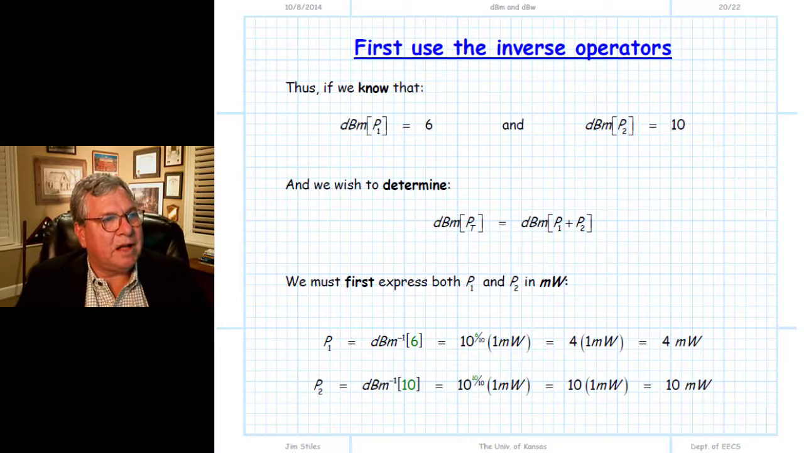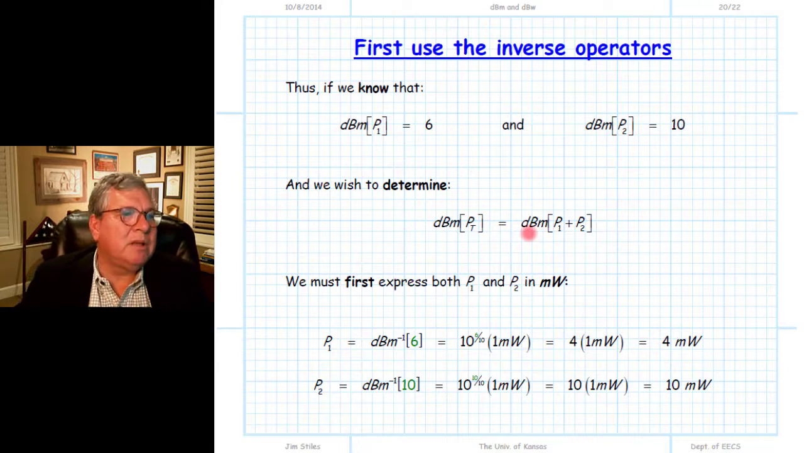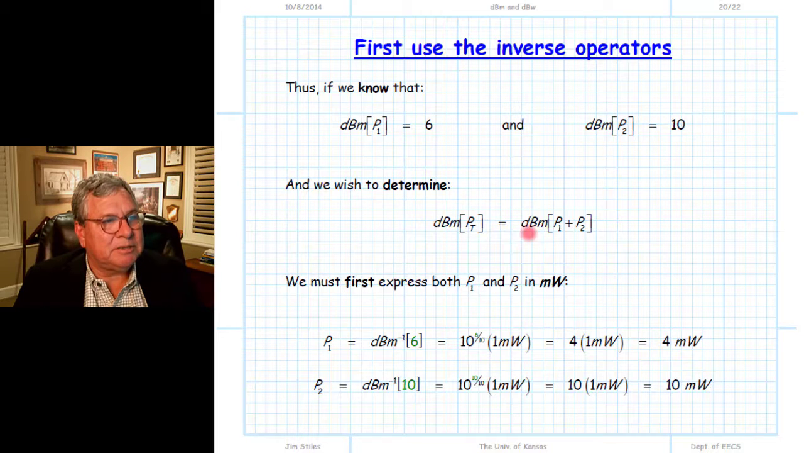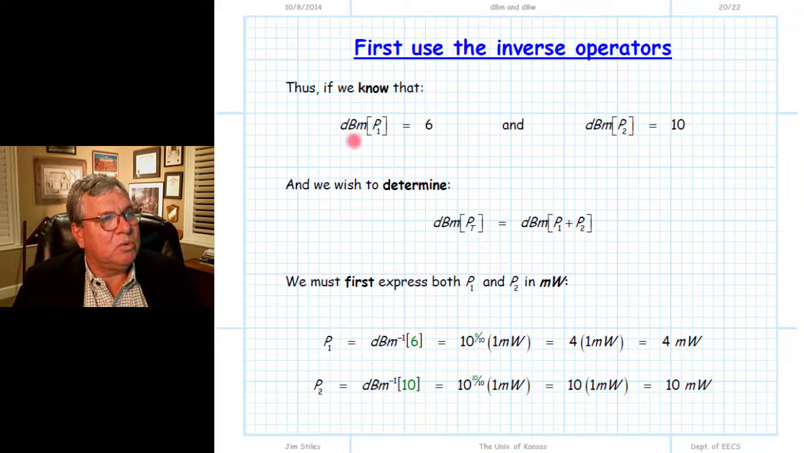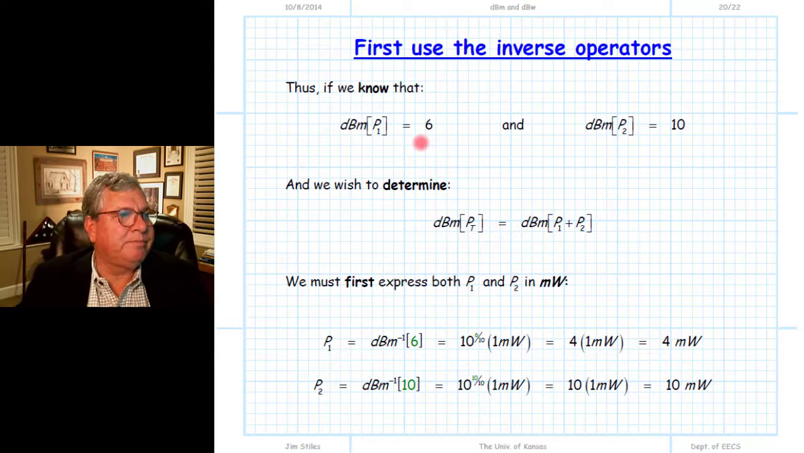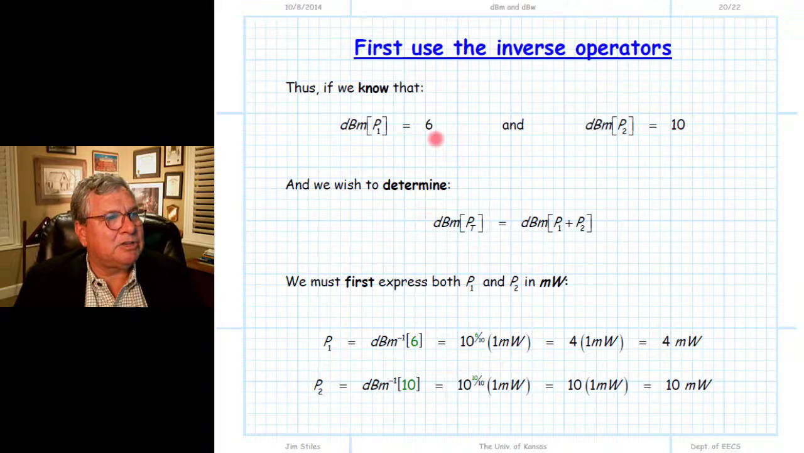So if we wish to find the value of P1 plus P2 when expressed with the dBm operator, we have to go through and first explicitly determine the power of P1 and P2 in watts or in milliwatts. And so we take this result, P1 is equal to 6 dBm, and we apply the inverse operator. If P1 is 6 dBm, how much is that in watts? And we apply the inverse operator and we get 4 milliwatts.